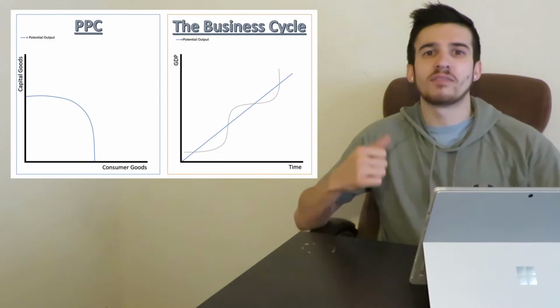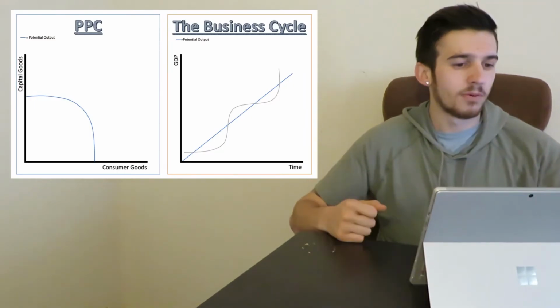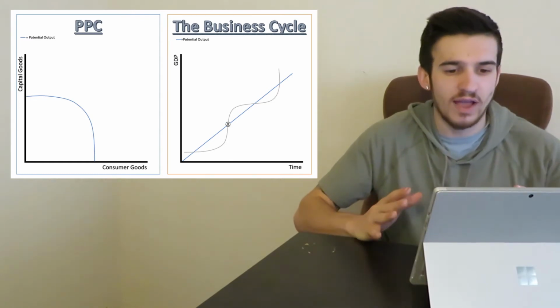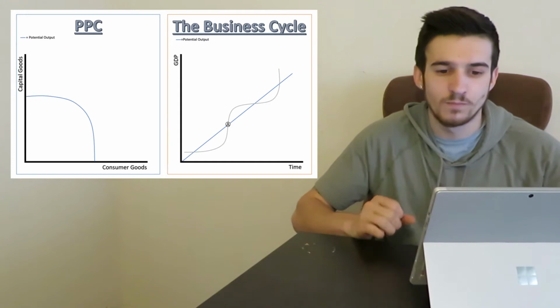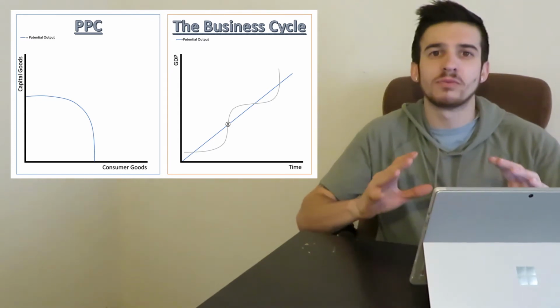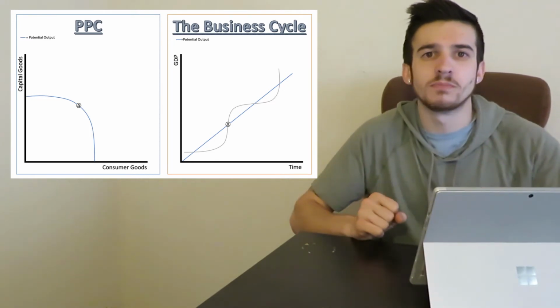All right, so here we have a model of the business cycle and the production possibilities curve. At point A in our business cycle, we are located right on the potential output line of the business cycle. Our corresponding point on the production possibilities curve will be at full employment. So this is when our economy is producing most efficiently.